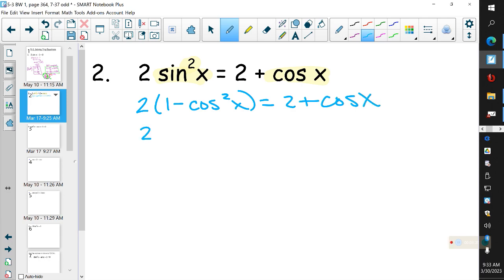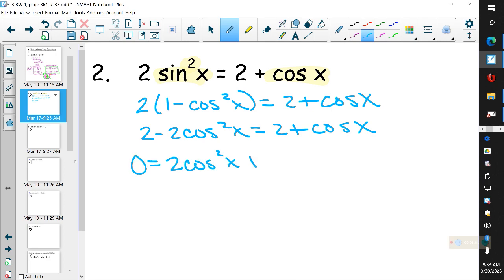So I'm going to distribute: 2 minus 2 cosine squared of x is equal to 2 plus the cosine of x. I'm going to take everything over to the right-hand side, so 0 is equal to 2 cosine squared of x plus cosine of x plus 2 minus 2. Okay?